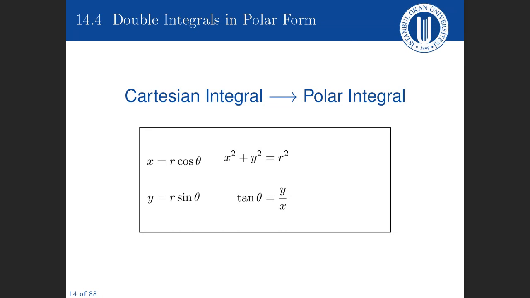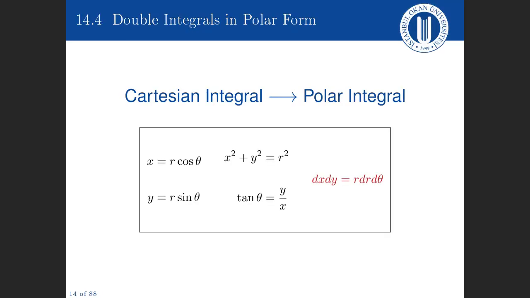We had some formulae in the last lesson to change Cartesian coordinates into polar coordinates. x is r cos theta, y is r sin theta, x squared plus y squared is r squared, and tan theta is y over x. I'm going to add one more formula to this box. The other formula that we need for integrals is that dx dy is the same as r dr d theta.